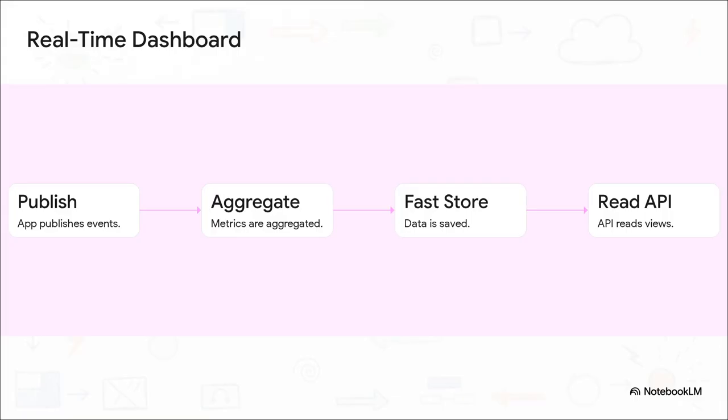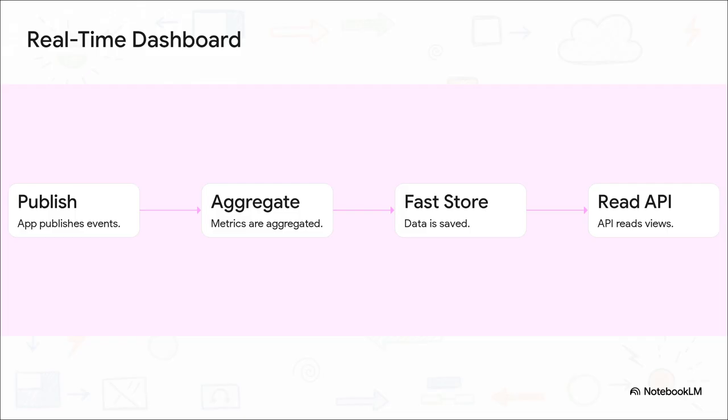Let's bring this down to earth and see how it builds a real-time dashboard. In a mature, well-designed architecture, the application publishes the events, the stream processor is constantly crunching and aggregating those metrics, and then it saves them into a highly optimized, fast data store. Finally, your dashboard API simply reads those pre-computed views.